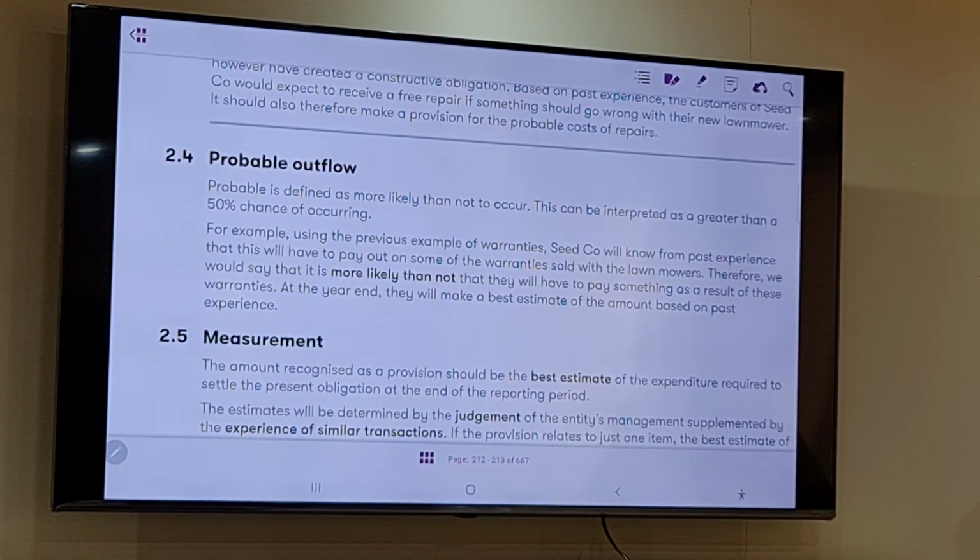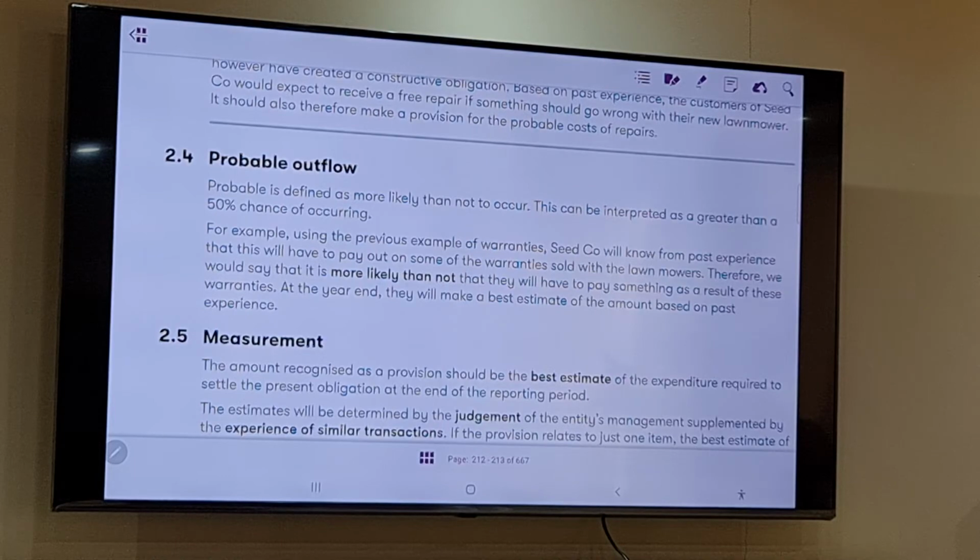Probable is more likely than not to occur. If the chances are more than 50%, it is almost sure things will happen. But if the chances are less than 50%, it won't happen. So this can be interpreted as a greater than 50% chance of occurring.